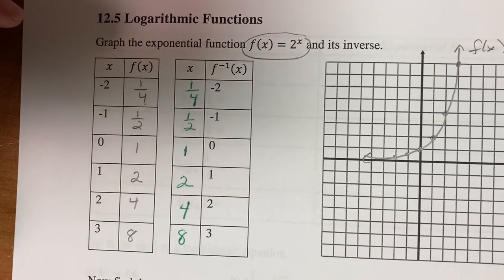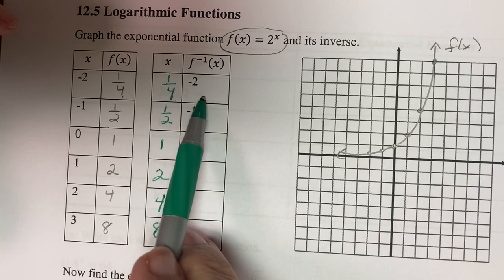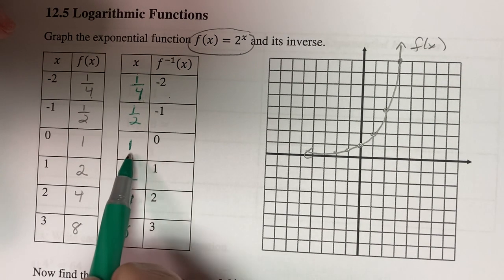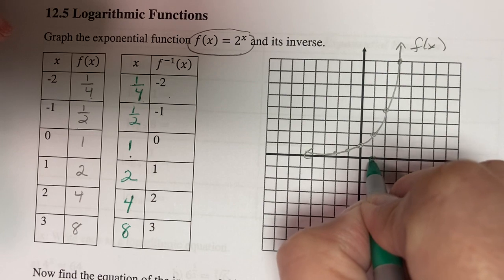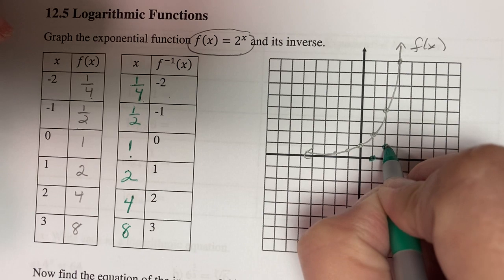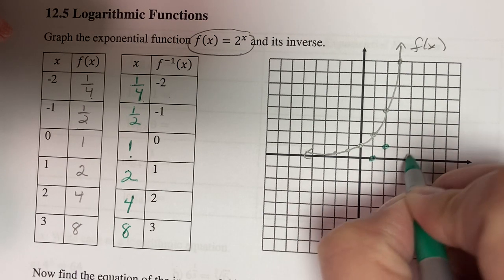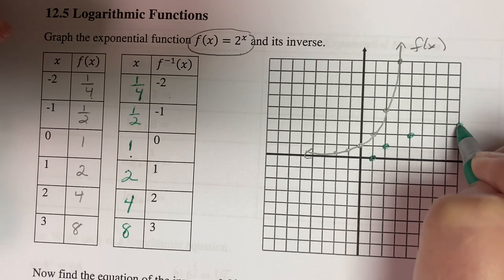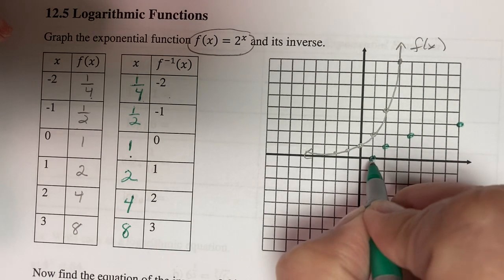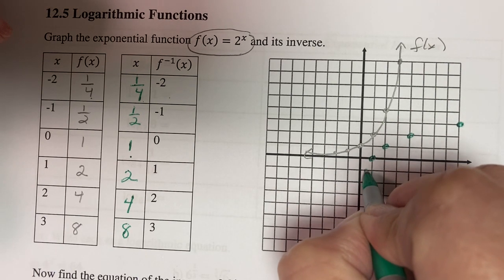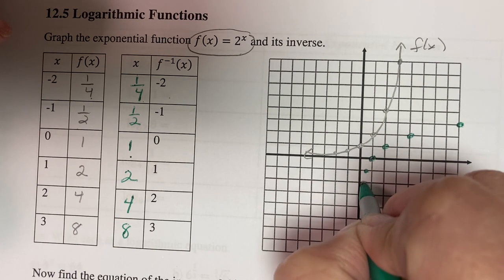So now when I graph these points, I'm going to do it in green, I'm going to be looking at the inverse of this exponential function. So let's go ahead and do that. I'm going to start with 1, 0. So that's going to be right here. 2, 1 is going to be right here. 1, 2, 3, 4, 2 is going to be right here. 5, 6, 7, 8, 8, 3 is going to be right here. So now I need 1/2, negative 1, 1/4, negative 2.